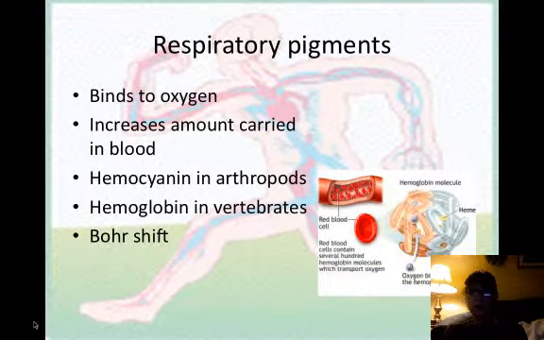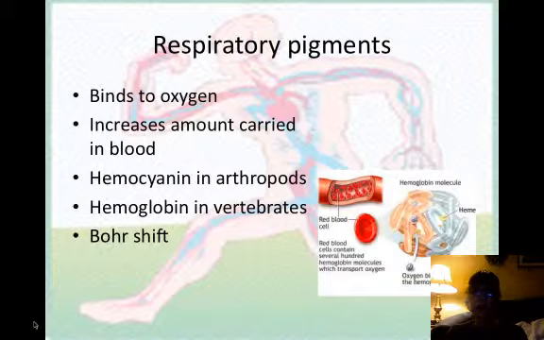Respiratory pigments in most animals transport oxygen bound to these special pigments instead of dissolving the gases in solution. Respiratory pigments circulate in the blood, and by gases bonding to them instead of just being dissolved in blood, it greatly increases the amount of oxygen that can be carried in the blood. About 200 milliliters of oxygen per liter of blood is carried this way.